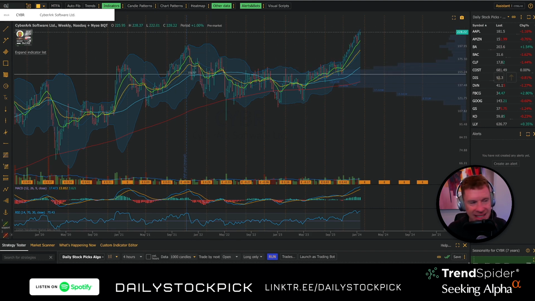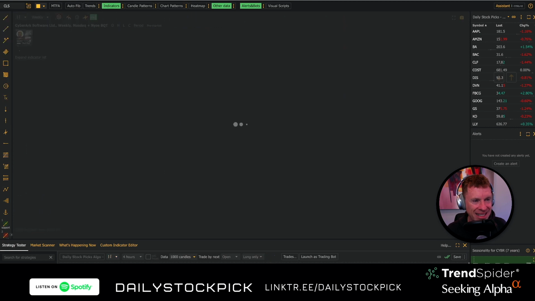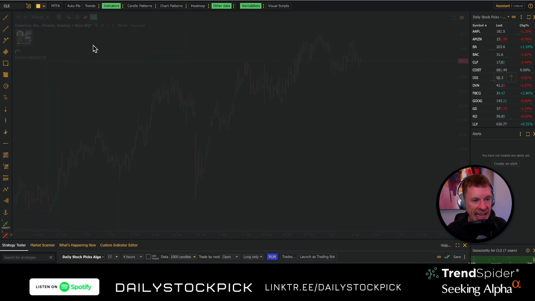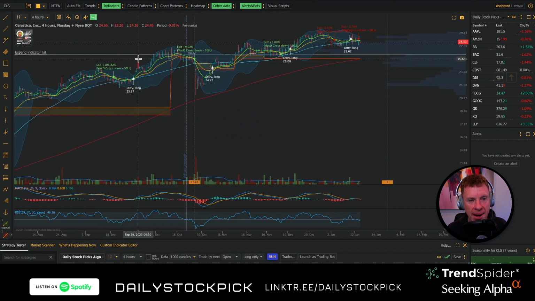Spotify asked me about CLS. What is CLS? Celestica Inc.? Let's look at this one. Algorithm has you out. Algorithm makes you 94% versus a 146% asset performance over 24.4 months. Your average win is 21.99. So the algorithm provides you some protection, doesn't do as well as buy and hold. We can see if we bring it back here, it looks like you're maybe at all-time highs here.